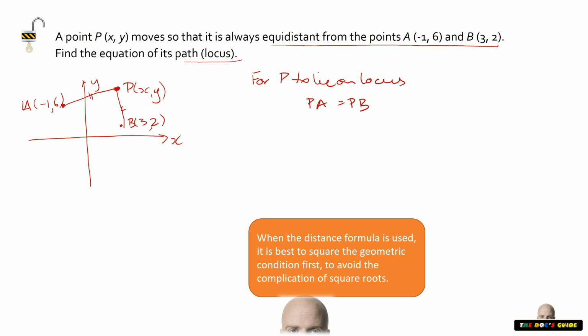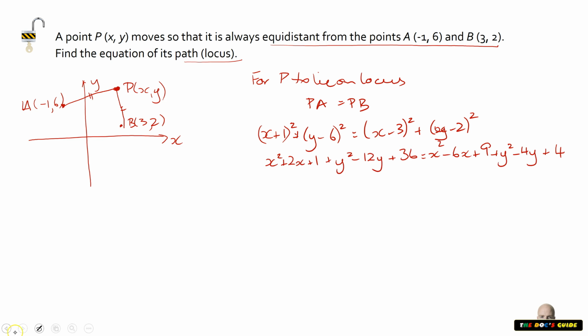To avoid the complication of square roots, when we go to our distance formula, we'll write it down as if we have squared it. We'll get that PA is x minus 1 all squared plus y minus 6 all squared, equaling x minus 3 all squared plus y minus 2 all squared, just as if we'd squared both sides. Next, obviously, we expand this. We'll then gather like terms and simplify.